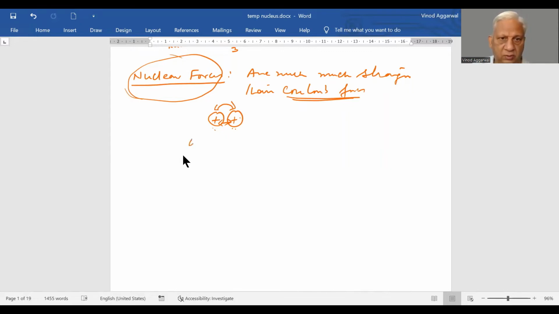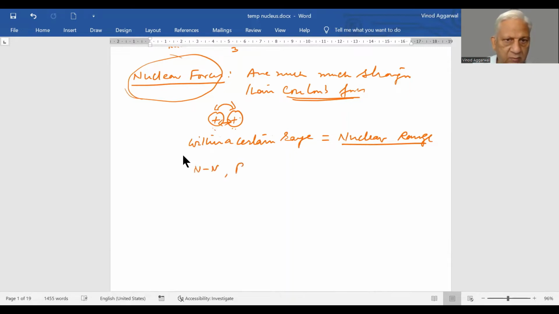They are strong within a certain range, which is also known as nuclear range. So you have forces between neutron-neutron, proton-proton, proton-neutron. These are all the forces which are present in a nucleus.